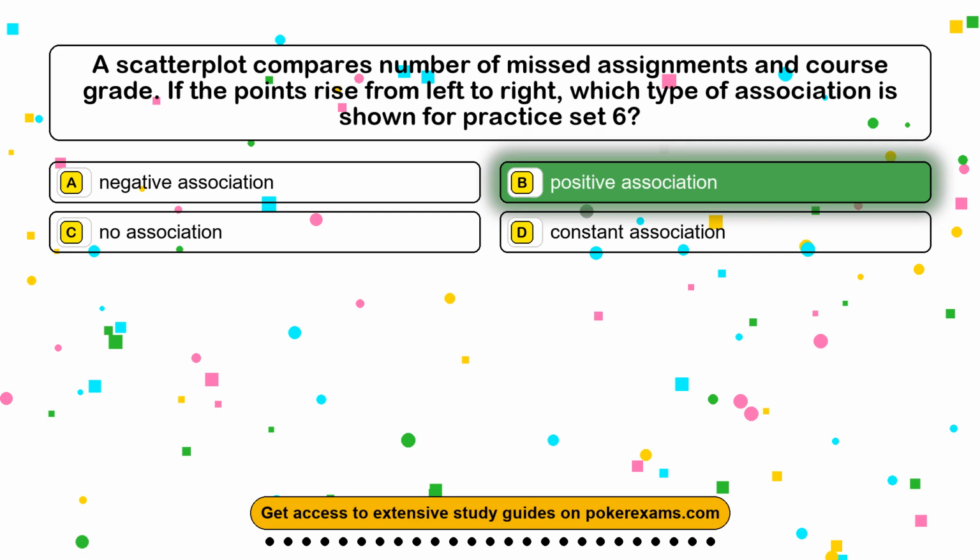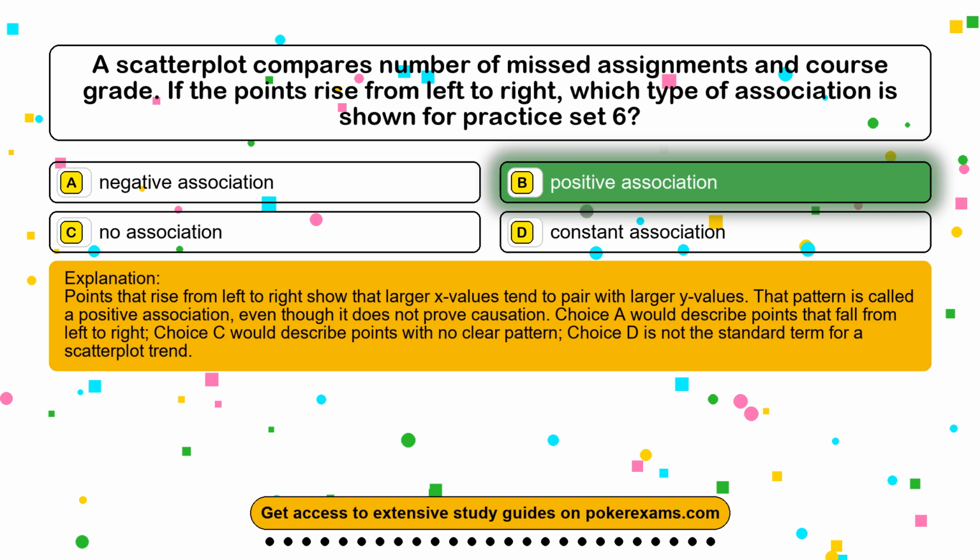The correct answer is option B, positive association. Points that rise from left to right show that larger x-values tend to pair with larger y-values. That pattern is called a positive association, even though it does not prove causation. Choice A would describe points that fall from left to right, Choice C would describe points with no clear pattern, Choice D is not the standard term for a scatter plot trend.